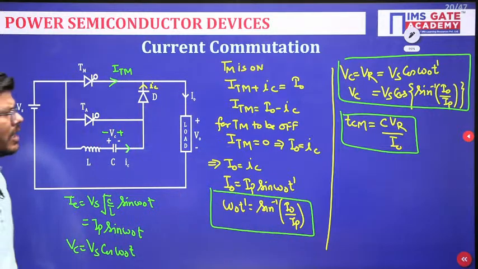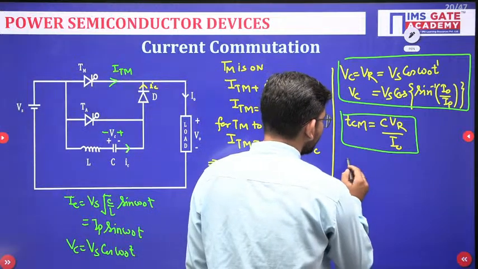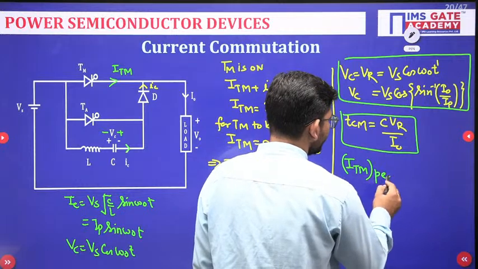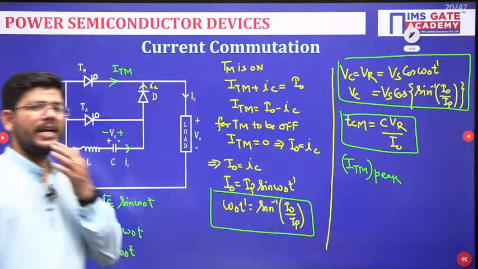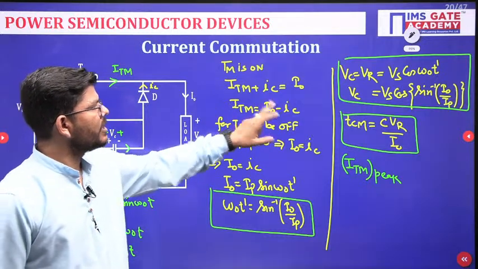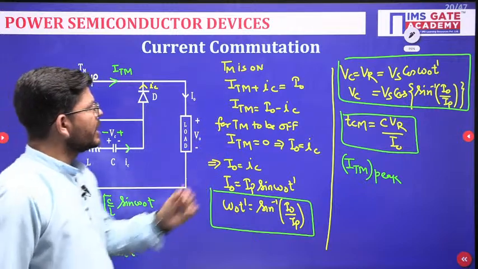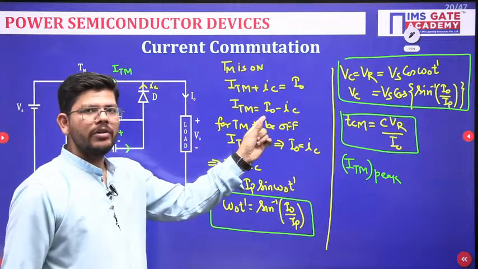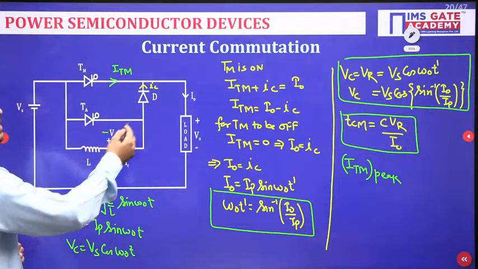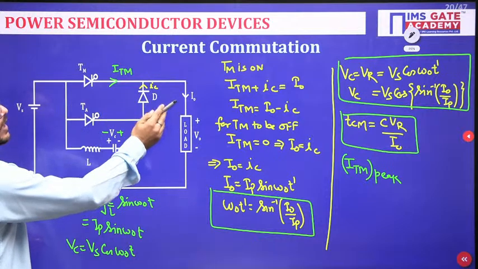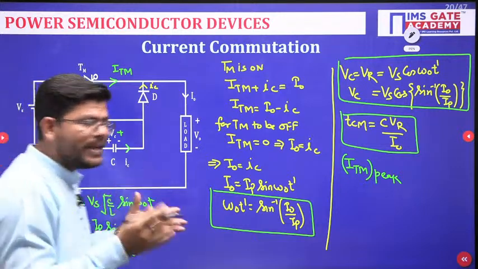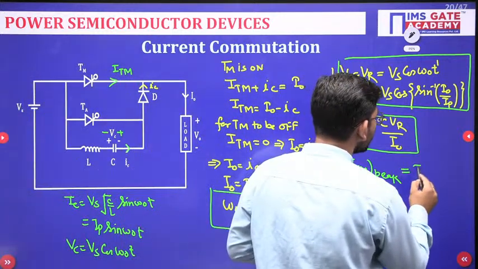Fine. Now if I ask you what is the peak current across the thyristor, ITM peak? Thyristor current is basically I naught minus IC. If there is no IC, I naught will be there, isn't it? If the diode is off, there is no IC current, so ITM will be equal to I naught. When IC comes, ITM carries somewhat less current. So the peak current it has carried is equal to I naught.